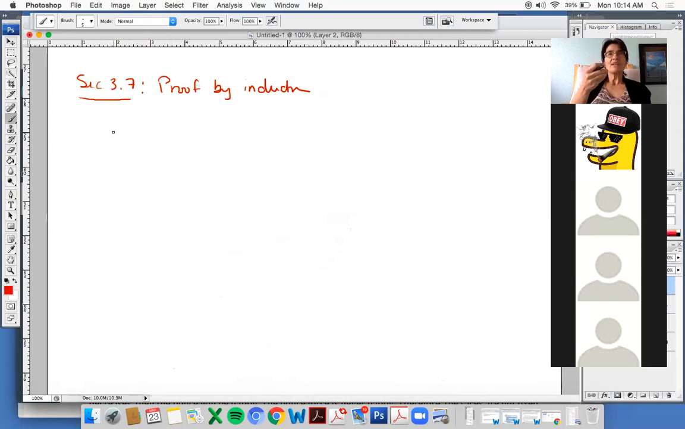We can use proof by induction in several different kinds of proofs. The first type is to prove theorems that are really formulas. There might be some formulas that you're already familiar with from algebra or calculus, but proving formulas is one of the main areas where proof by induction comes in.